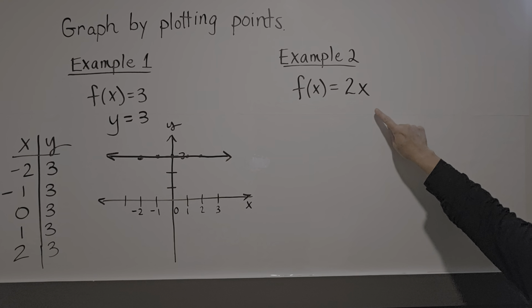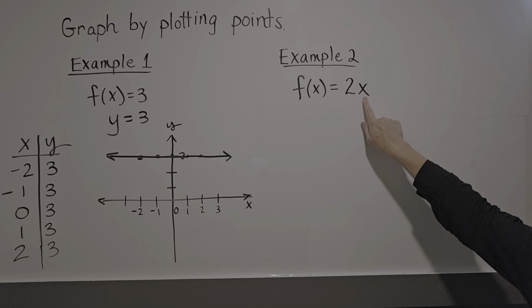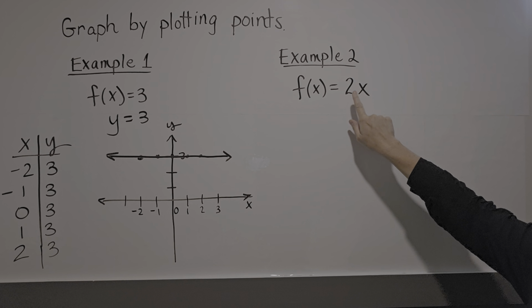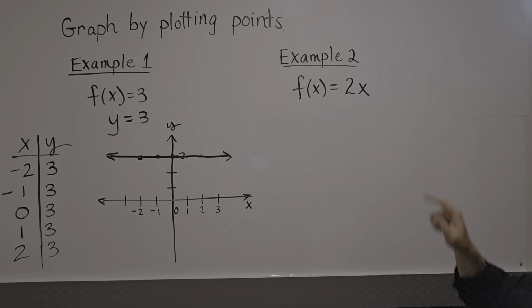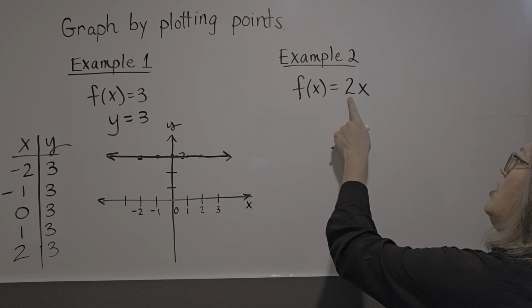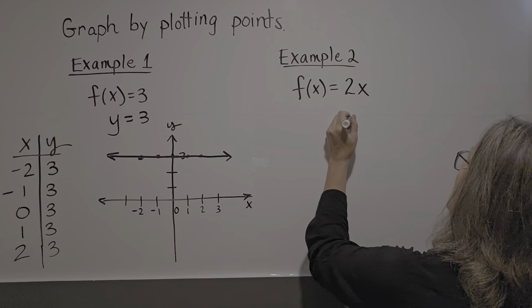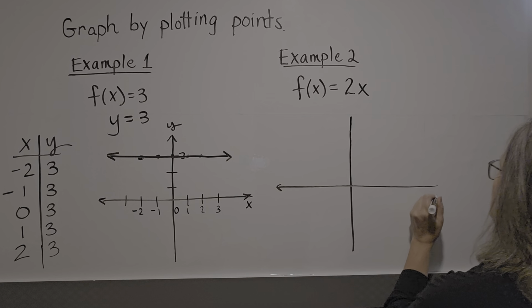Here, this is a linear function. How do I know that? Well, I have a variable with power understood to be 1. So just x times a constant. And I could also add a constant here. But in this case, I have a constant times x. That's a linear function.